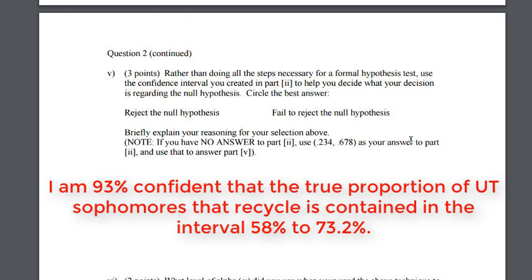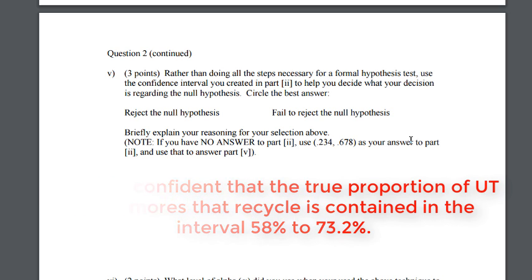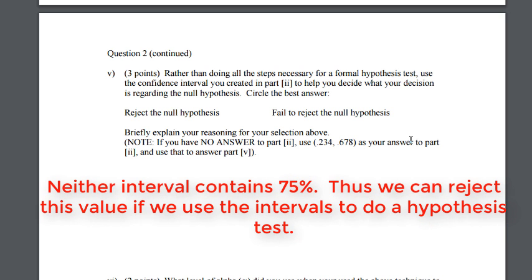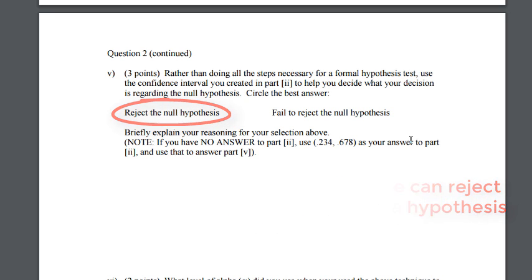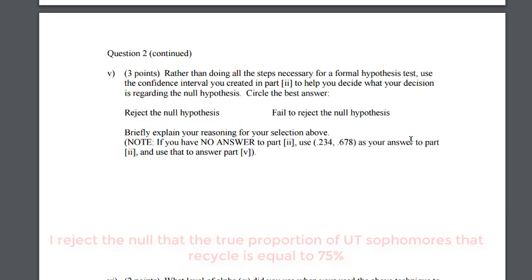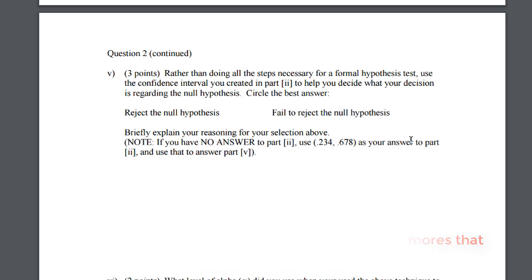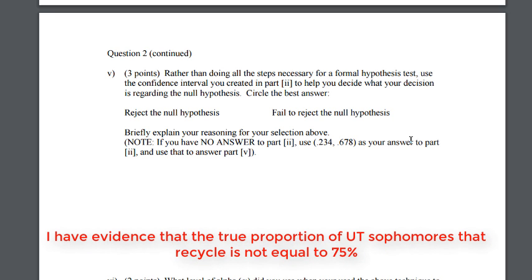I am 93% confident that the true proportion of UT sophomores that recycle is contained in the interval 58 to 73.2%. So I don't think 75 is the truth. So I would reject the null because the null says 75 is true. What does that mean? I reject the null and I have evidence for the alternative. Now, going back to our null and alternative, let's state it in context of the problem. I reject the null that the true proportion of UT students that recycle is equal to 75%. I have evidence, due to my confidence interval, that the true proportion of UT students that recycle is not equal to 75%.